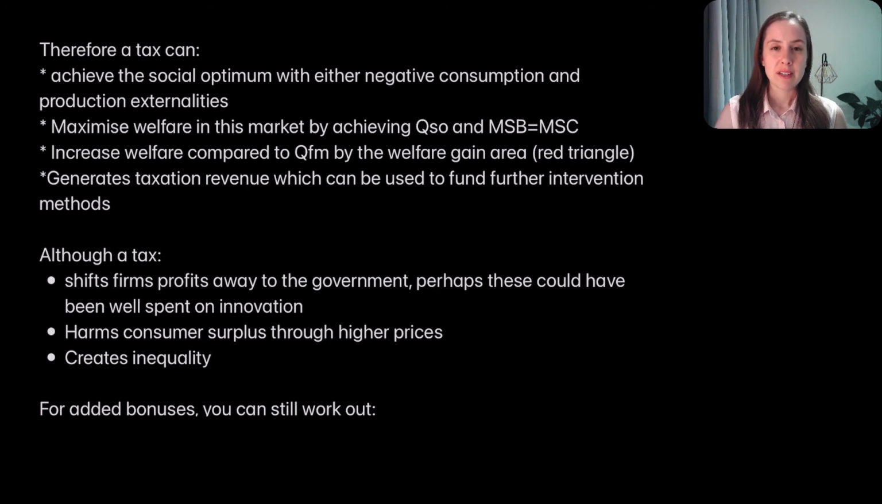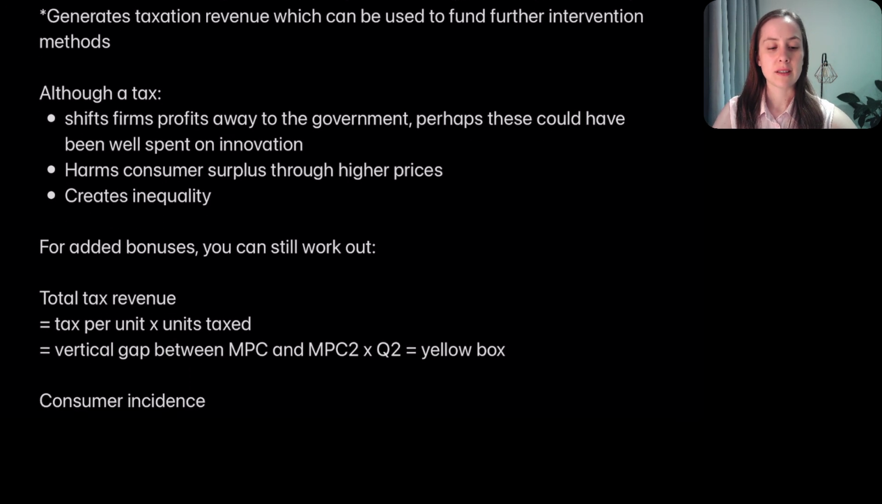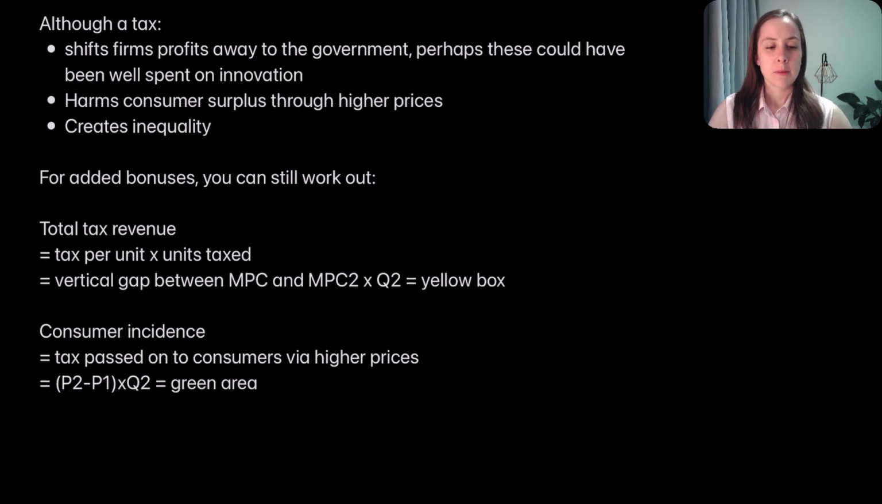It will also generate tax revenue, which you'll see in a moment, which can be used to further fund intervention methods. There are some disadvantages to a tax. It's going to shift firms' profits away to the government. That doesn't necessarily mean it's going to be better spent. Maybe the firm could have spent it really well. It harms consumer surplus because of the higher price, and it could create inequality because of these higher prices, especially if they're on necessities.